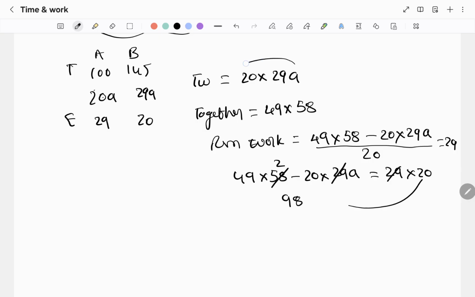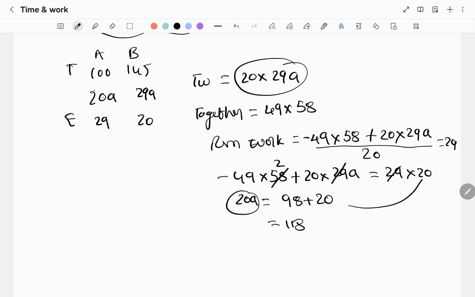See, the complete work is this. So it should be plus and it should be minus. So 20A is equal to 98 plus 20. Then it will be 118.